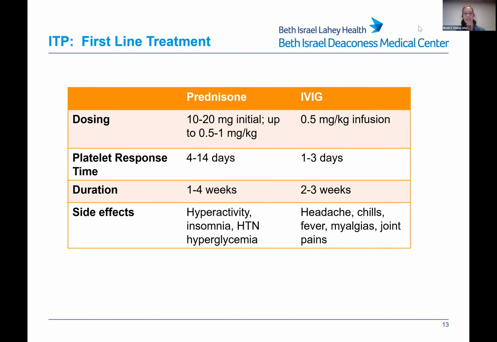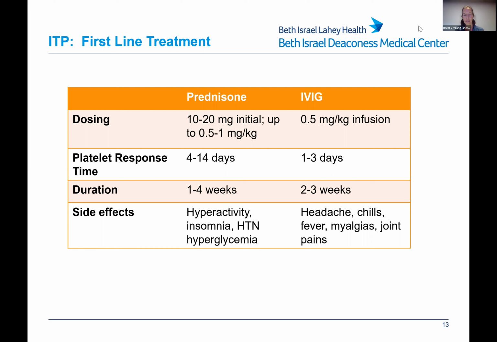So first-line treatment for ITP is prednisone and also IVIG. Let's talk about them a little bit. For prednisone dosing, typically we would start with 10 to 20 milligrams initially. So if you are getting towards 35 to 36 weeks, you've been getting weekly platelet counts, and you are working with a hematologist or maternal-fetal medicine and want to increase the platelet count, we can start with 10 or 20 milligrams of prednisone around 36 weeks. We can go up to 0.5 to 1 milligram per kilogram.